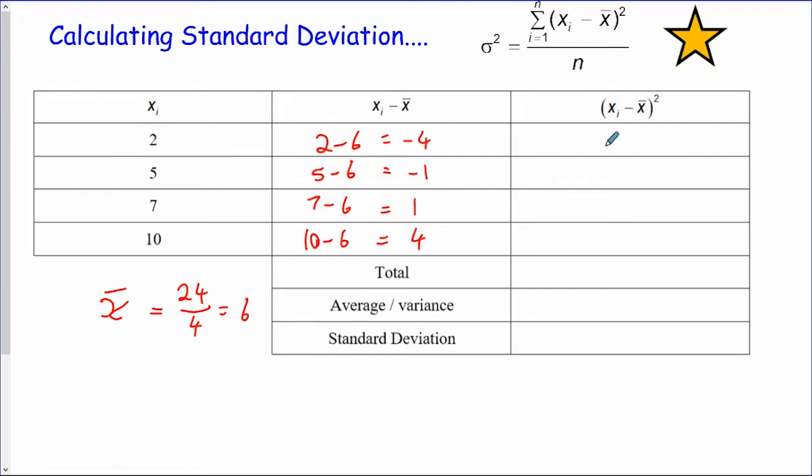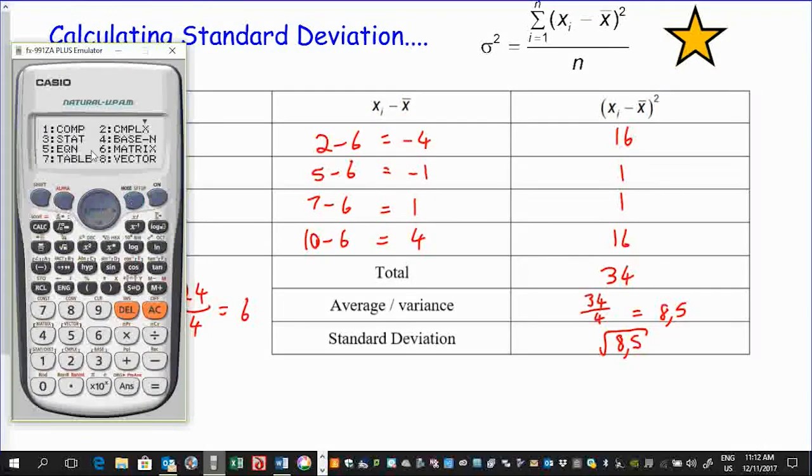That is why we do a squaring over here. So we now square each of these numbers, and we get 16, 1, 1, and 16. We add them up and we get 34. Then we divide by how many there are, so 34 divided by 4, which is 8.5. That is our variance. So the standard deviation would be the square root of 8.5. Let's have a look at how we would check this out on a calculator.